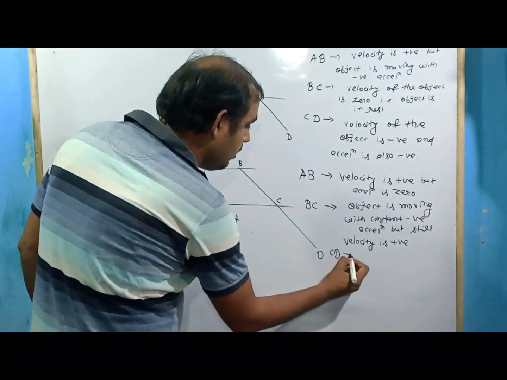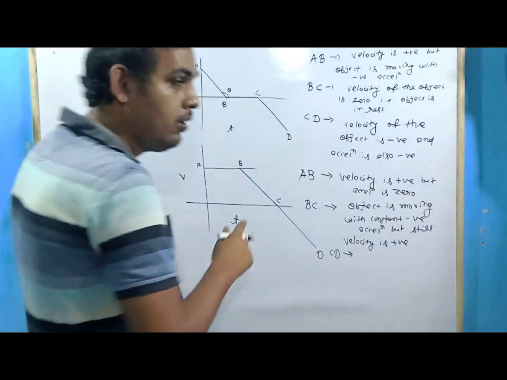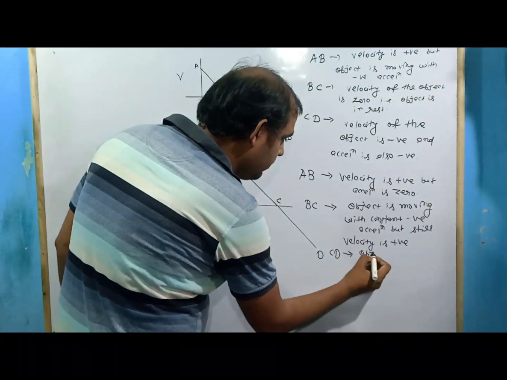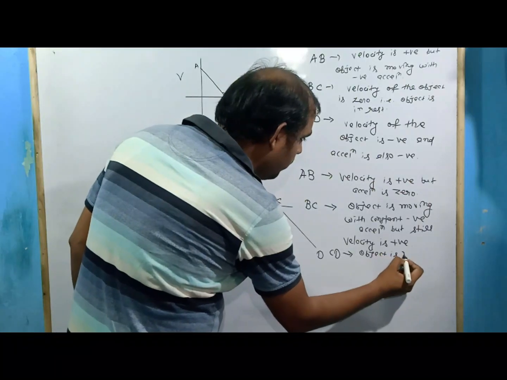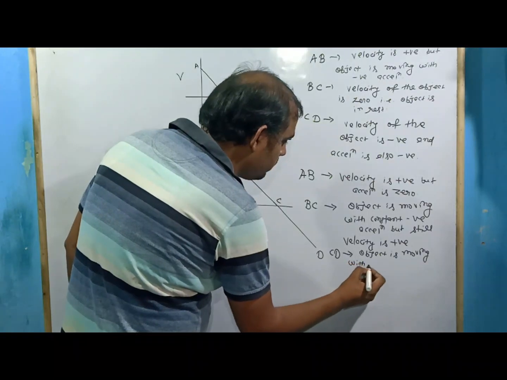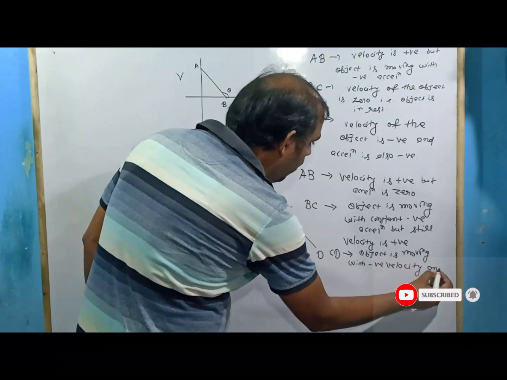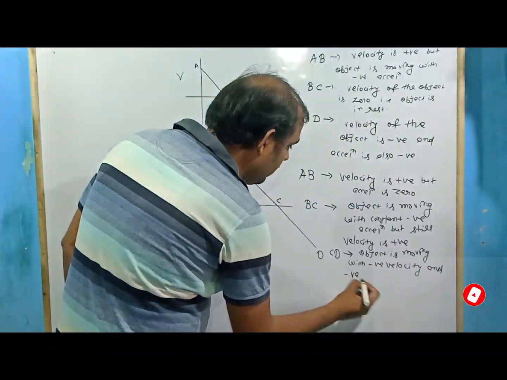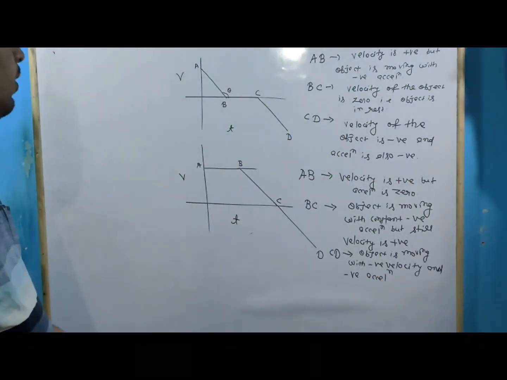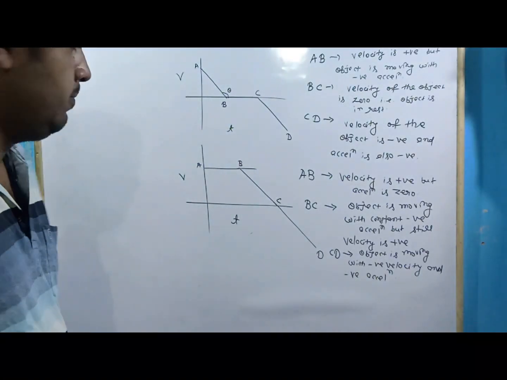And from C to D, what is going on? So we can see that from C to D, the object is moving with negative velocity and also having negative acceleration. So from C to D, the object is moving with negative velocity and negative acceleration.